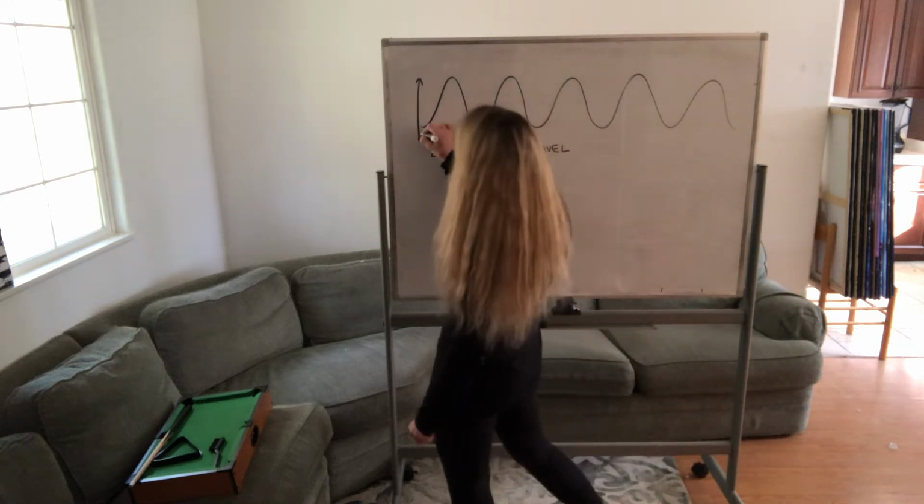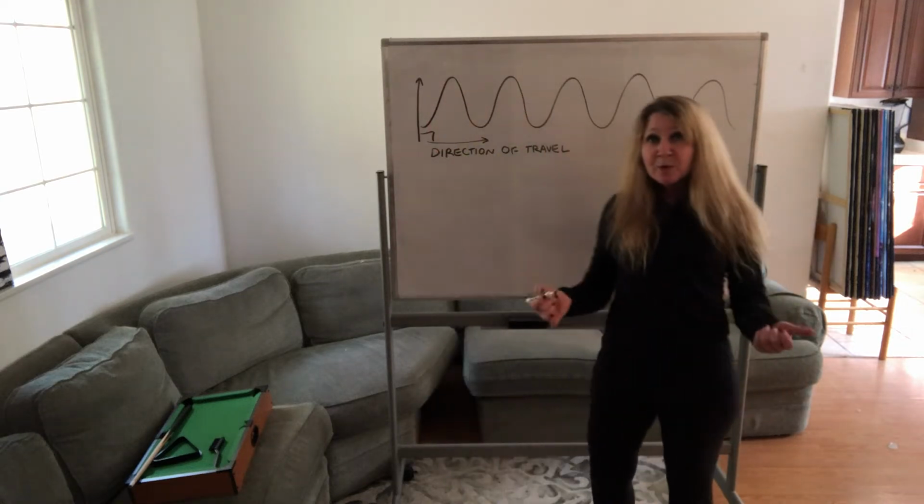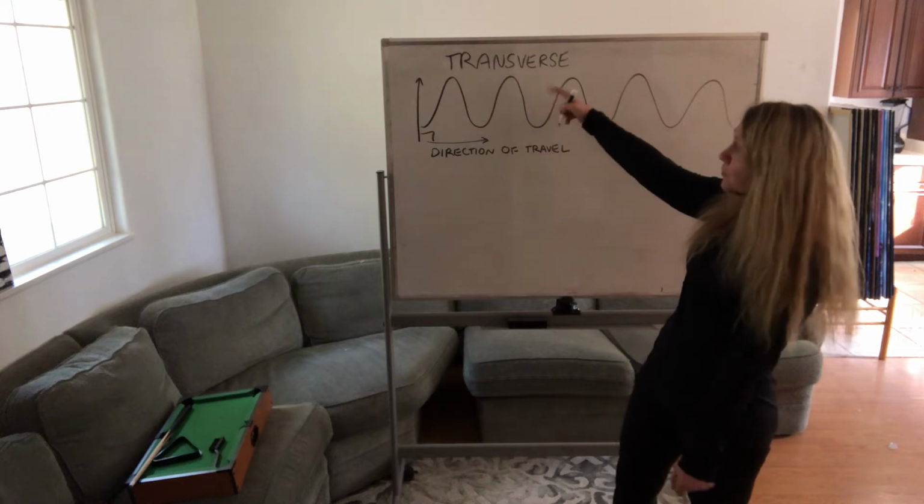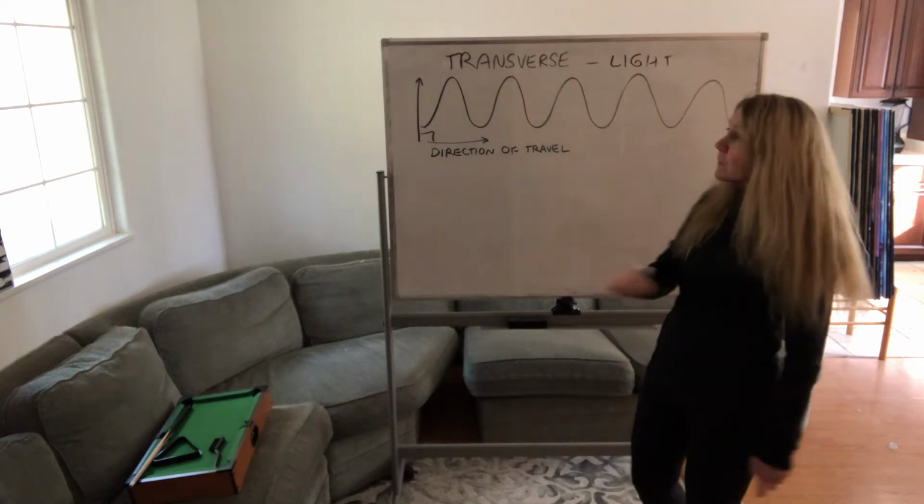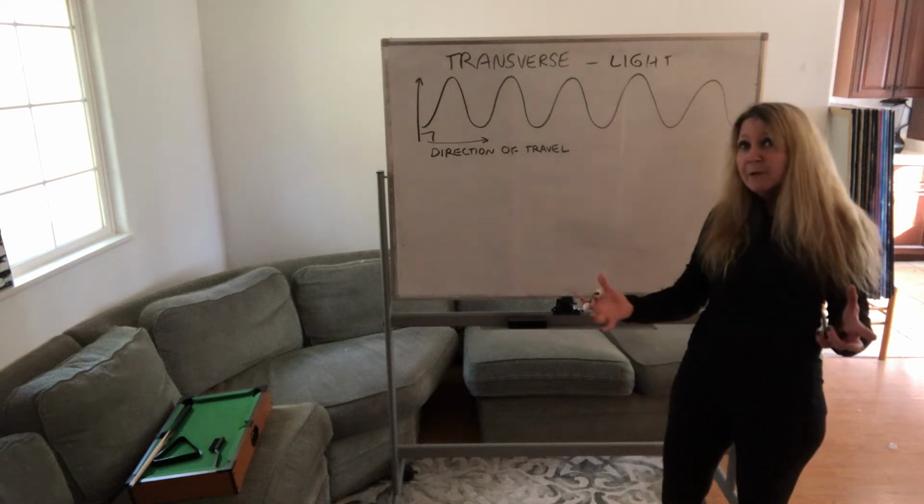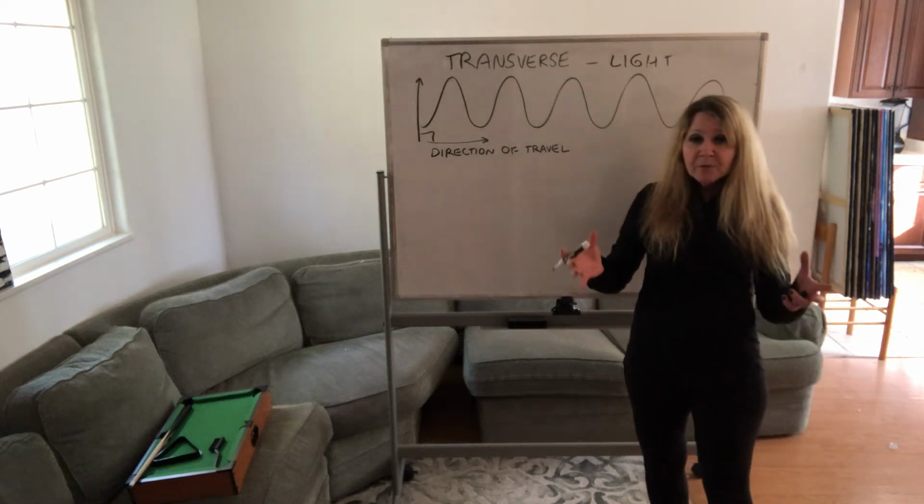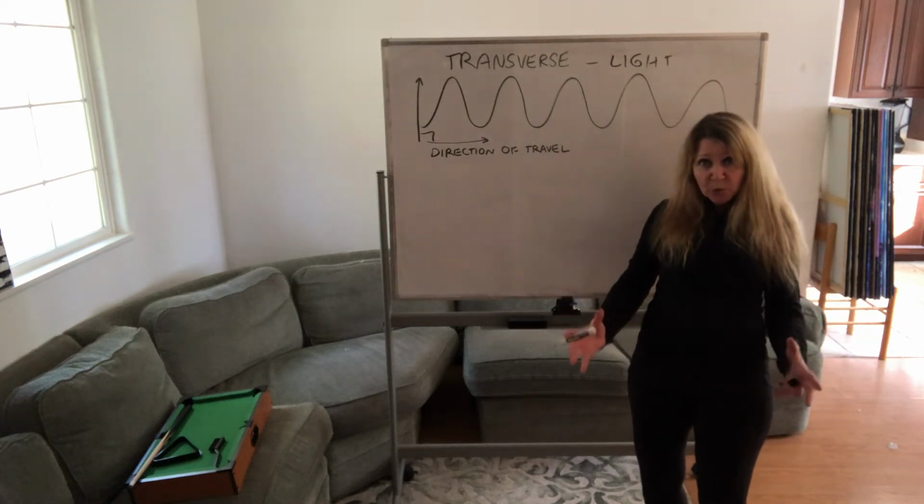So that is a transverse wave. This is how electromagnetic waves travel. So light waves travel this way. Sound waves travel differently. They travel in waves called longitudinal waves.